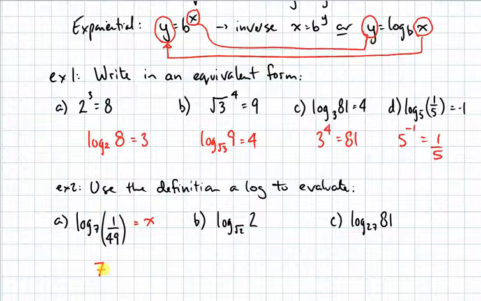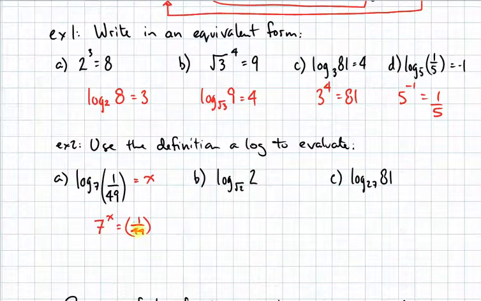When I see a log base 7, I write an exponential of base 7, or a power with base 7. Logs give an exponent, so let's write x in the exponent place. This is equivalent to 1 over 49. So, what I want to do now is think about how I can rewrite 49 with a base of 7.